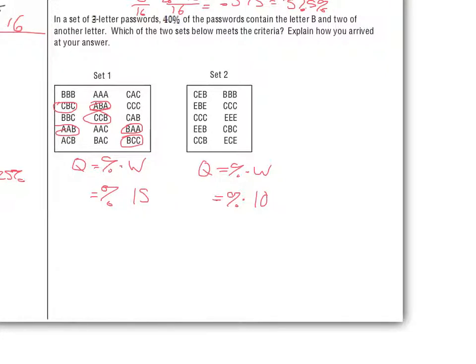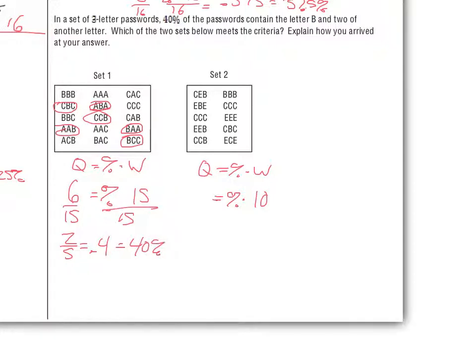Alright, this looks like we've got the right set, so 6 out of 15. Divide both sides by 15. It gives me 6 over 15, which I know also simplifies to 2 out of 5, which is equal to 0.4 or 40%.